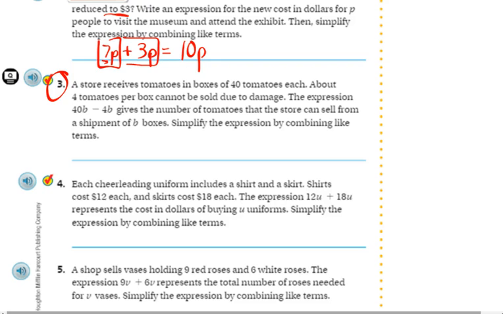A store receives tomatoes in boxes of 40 tomatoes each. About 4 tomatoes per box cannot be sold due to damage. The expression 40b minus 4b gives the number of tomatoes that the store can sell from a shipment of b boxes. Simplify the expression by combining like terms. Okay, so what I'd like you to do is go ahead and complete this work on your own and include this as your summary example.